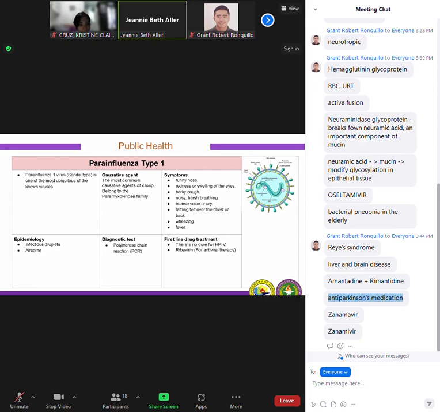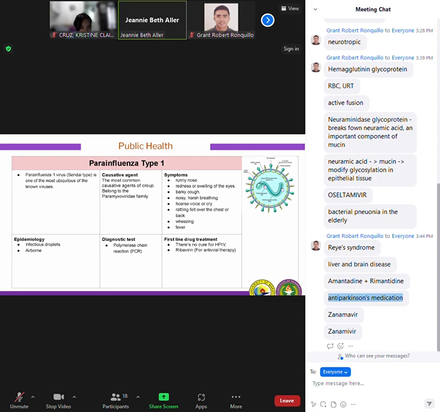For the diagnostic test, we have the PCR or polymerase chain reaction. Infection with human parainfluenza viruses can also be confirmed by direct detection of viral genome, the PCR, and this includes multi-pathogen detection tests that include parainfluenza targets, isolation, and identification of the virus in cell culture.